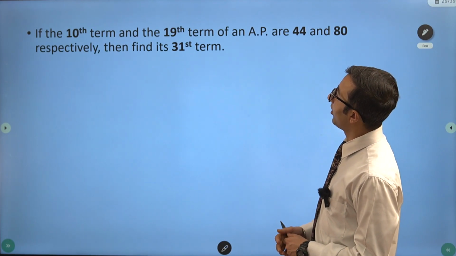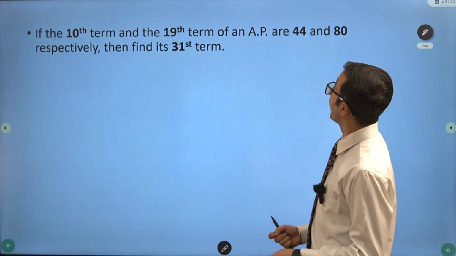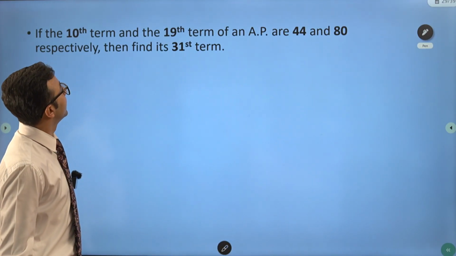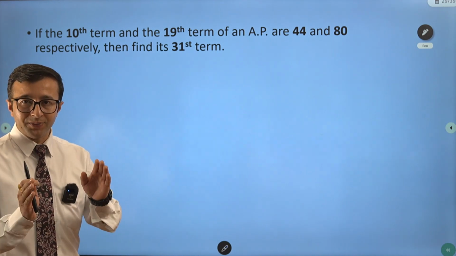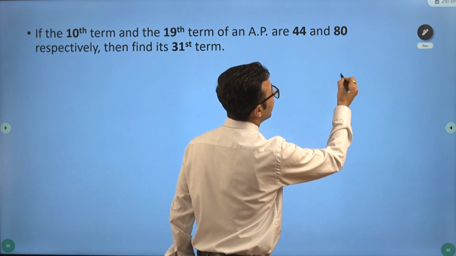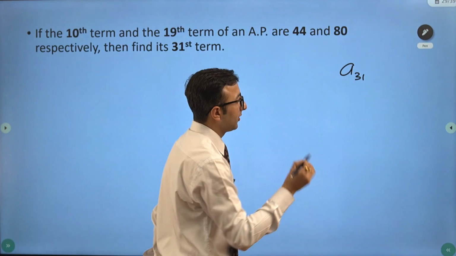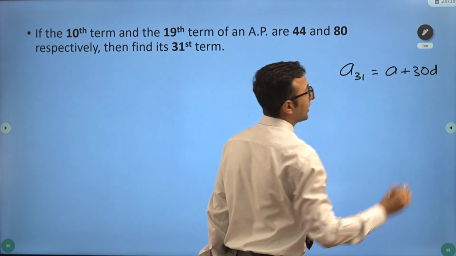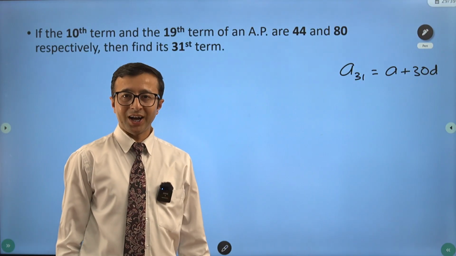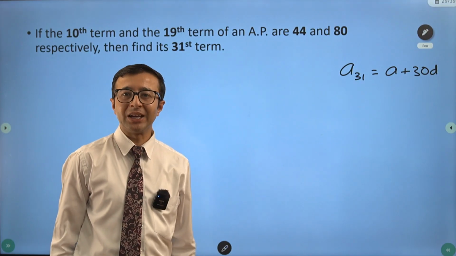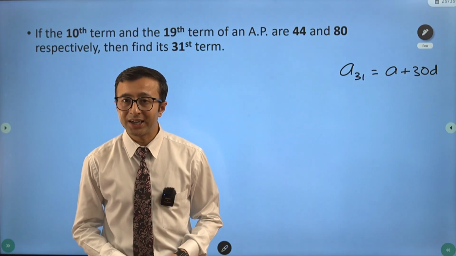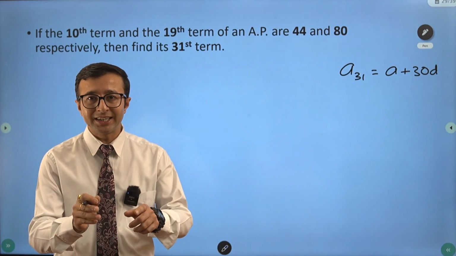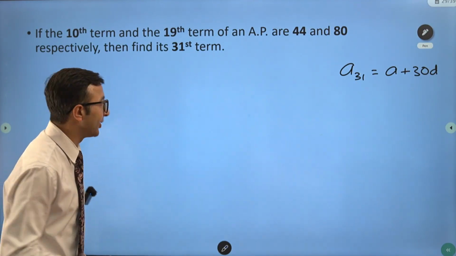If the 10th term and the 19th term of an AP are 44 and 80 respectively, then find its 31st term. If you see only the last part, that you need to find, A31, the 31st term. So if you use the formula, it will be A plus 30D. To find this, what are the values that we need? We need the value of A and D. Once we have the value of A and D, we will get the solution easily. From where will we get the value of A and D? For that, there are two given conditions.